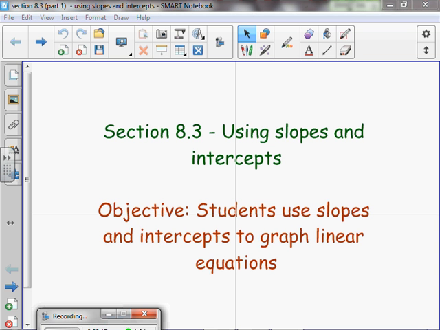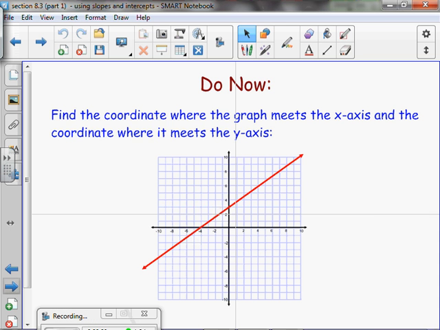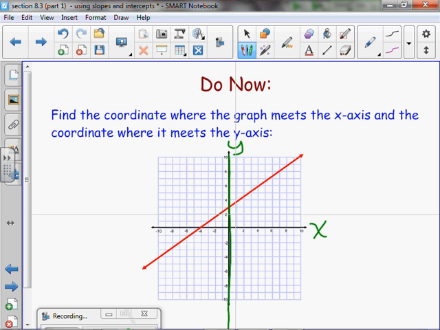Okay? First of all, a very quick do now. Pause the video, answer the question, restart the video, and watch my answer to see if you got the same thing. Question is, find the coordinate where the graph meets the x-axis and the coordinate where it meets the y-axis. So first of all, we need to label our axes. We've got an x here, we've got y here, and so the point where it meets the y-axis is right here. That is the point 0, comma 3.